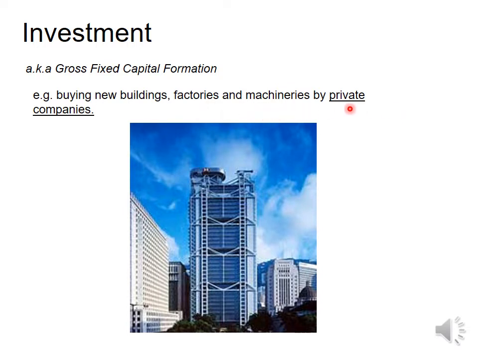So this is tabulated here. Now, you can see so far that every component records the spending made by different sectors. So the spending that's made by private companies is categorized under investment and totaled up here.